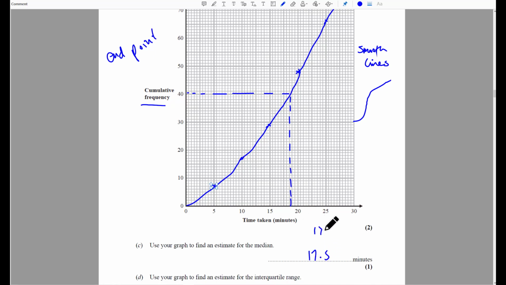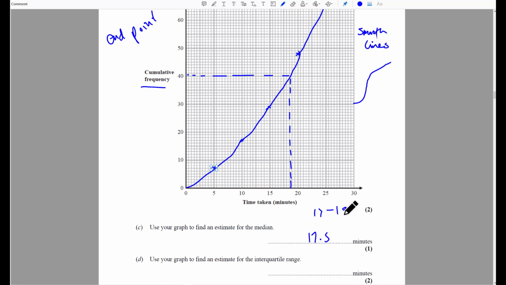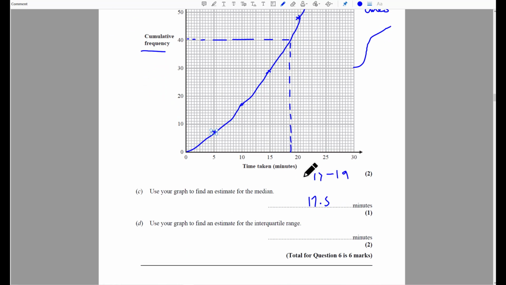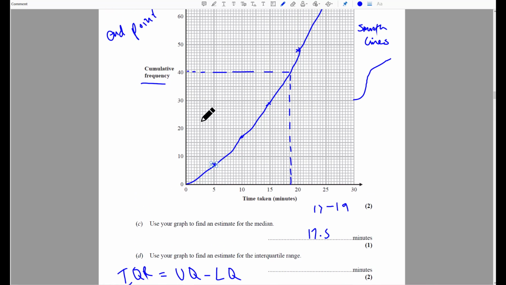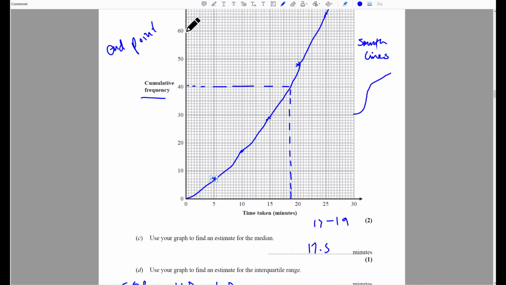Now, in the mark scheme, they accept an answer between 17 and 19. So, even with my bad line, I'm correct. Use your graph to find the estimate for the interquartile range. So, IQR. What is IQR? It's the upper quartile minus the lower quartile. So what's the upper quartile? It will be at 60. So do another dotted line.